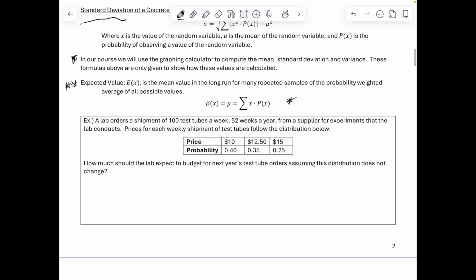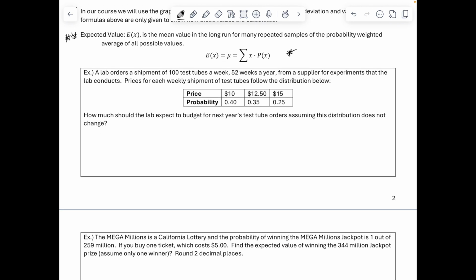And so right below this, we do have an example that says the lab orders a shipment of 100 test tubes a week, 52 weeks a year, from a supplier for an experiment that the lab conducts. Prices for each weekly shipment of test tubes follow the distribution below. And you'll notice that there's a price, $10, $12.50, and $15, and then a corresponding probability that goes with them. So it says how much should the lab expect? And as soon as you see that word expect, you know we're talking about expected value. So how much should the lab expect to budget for next year's test tube orders, assuming that the distribution does not change?